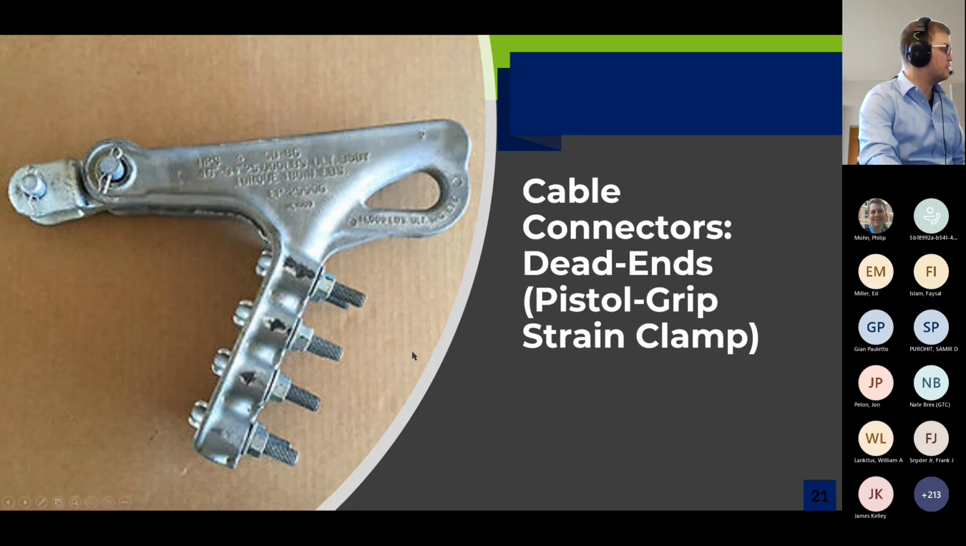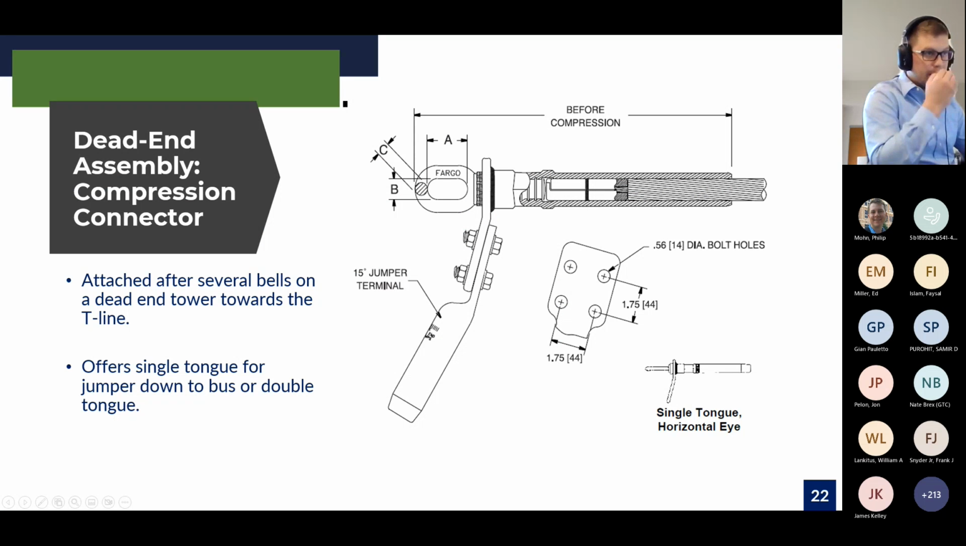Another thing you could do here is if, say, the rating of the cable in the substation's not rated high enough for the overhead line, you could always cut that cable past this point and then get a compression, a bolted, or even a welded T connector to then drop down into your substation yard. Another style of dead end, I have a couple pictures to show after this slide.